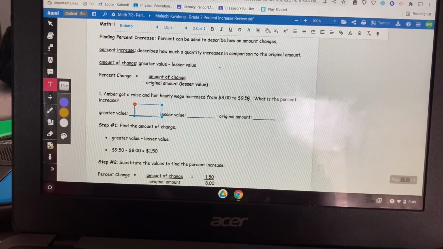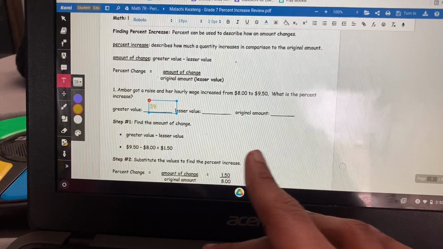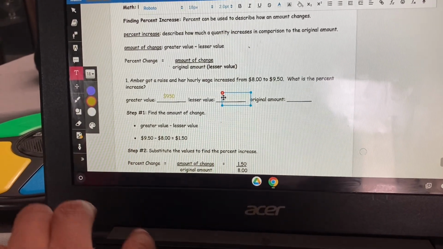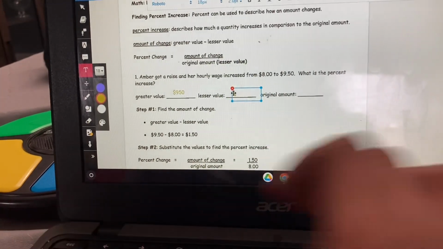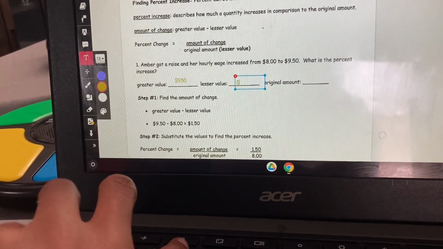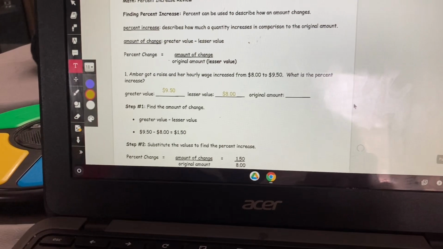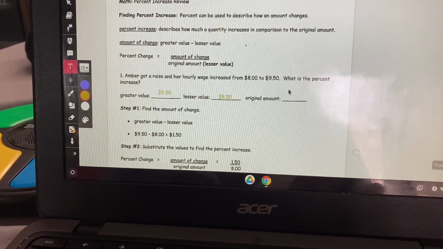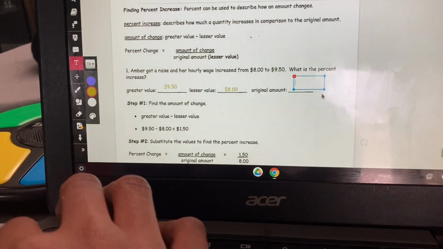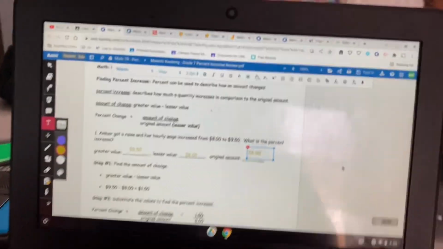So that was 950. Okay. That would do 800. Okay. 800. 8.00. Hold on for a second. $8. I'm just gonna put the decimal in between. Okay, there we go. Now the original amount is the plus value. So it's gonna be $800. I'm sorry. Okay, there we go. 8.00. Okay, guys, there we go.